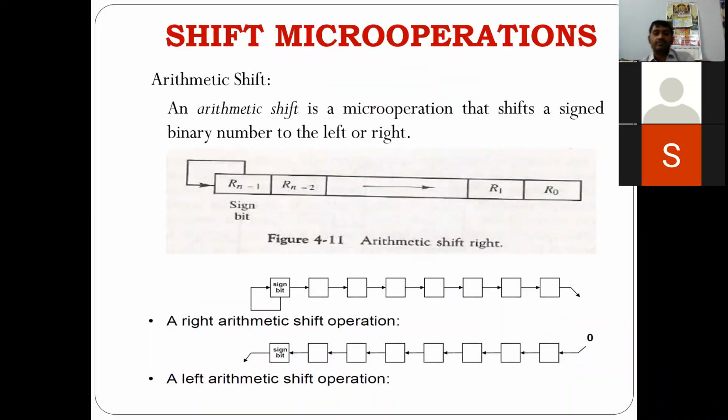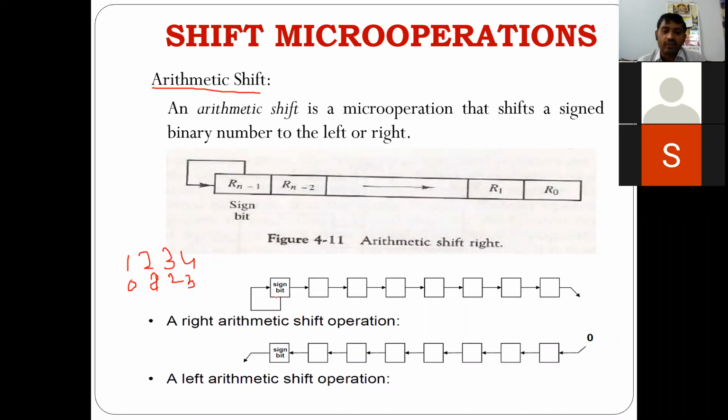shift micro operations. In this, again, the one is arithmetic shift. So arithmetic shift right and arithmetic shift left. It is a bit different. Try to see here, when arithmetic shift right. In logical shift right, if it is 1, 2, 3, 4, when you are shifting right, 0 is occupying and the rest is 1, 2, 3. This is your logical shift right.